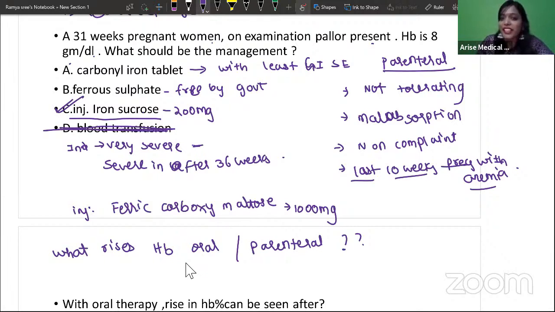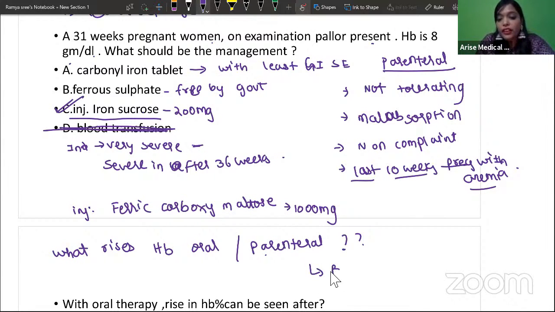Excellent. So I get the same answer which I tend to know that I will get from students. Usually, whenever I see students, 95% of you have the same answers. Especially we all make the same mistakes. So many times I try to pick up those mistakes and tell you all so that you don't repeat those mistakes. So what raises the hemoglobin, oral or parenteral?